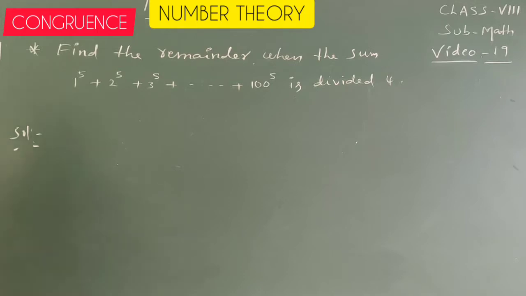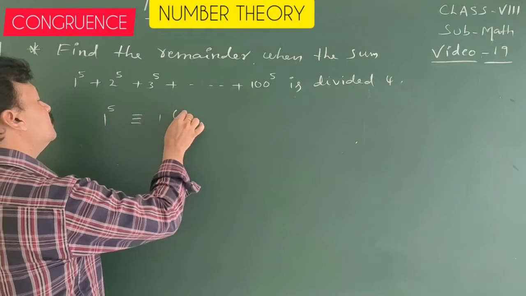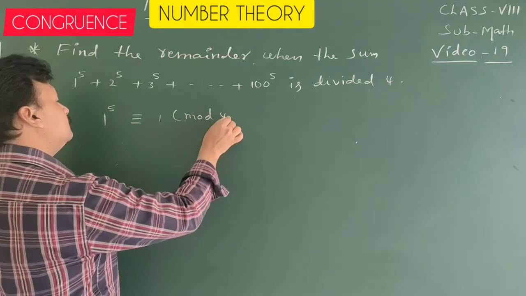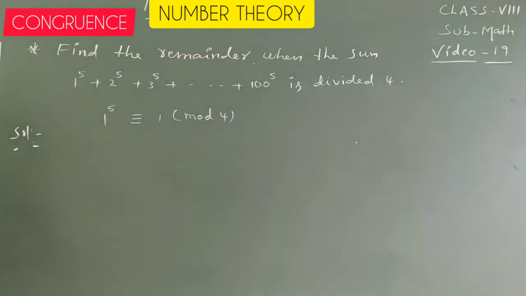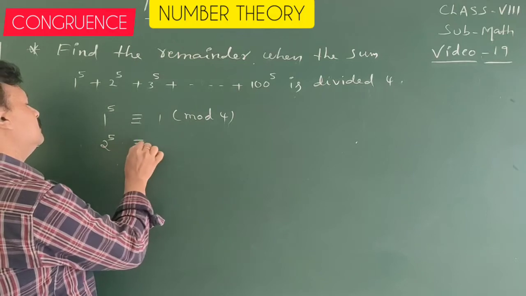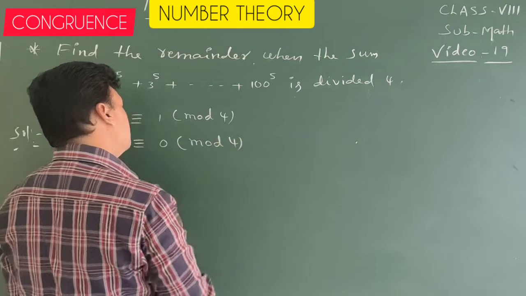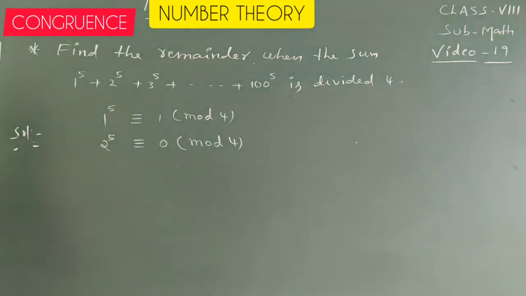First of all, 1 power 5 is congruent to 1 mod 4. Divided by 4 means mod 4. This is the defined statement of divisibility: a congruent to a mod m. Now 2 power 5 is congruent to 0 mod 4, because 2 power 5 is divisible by 4. Next.